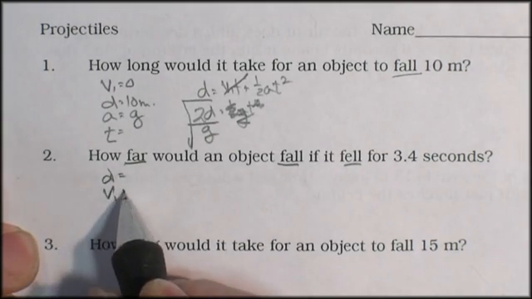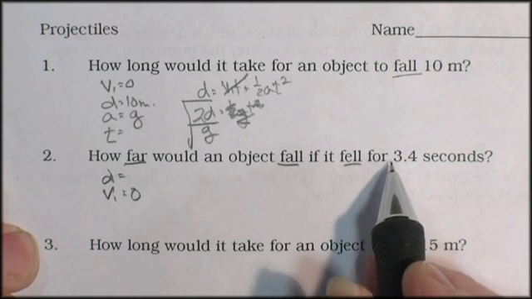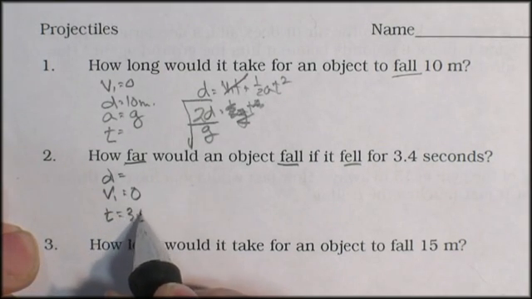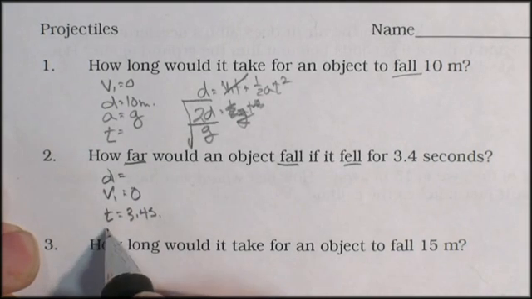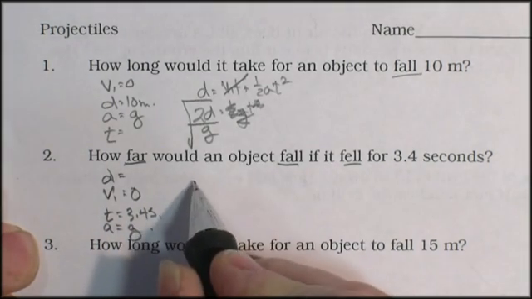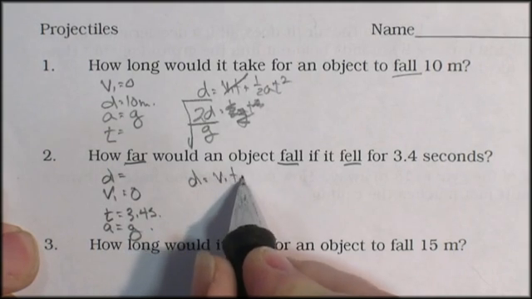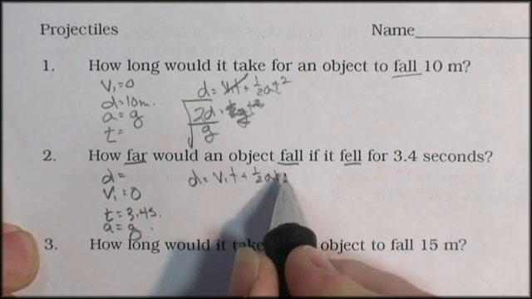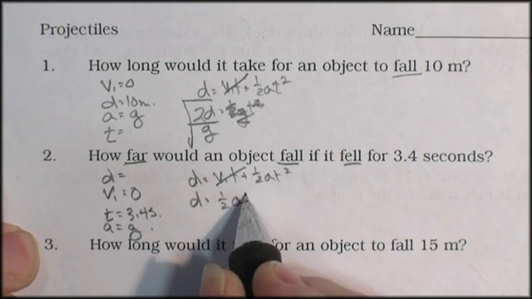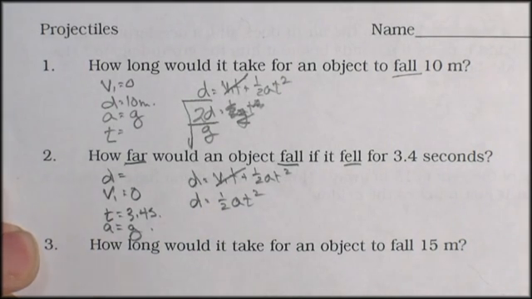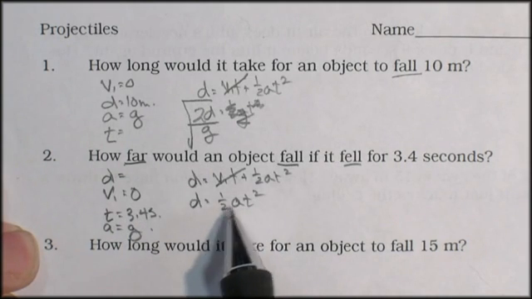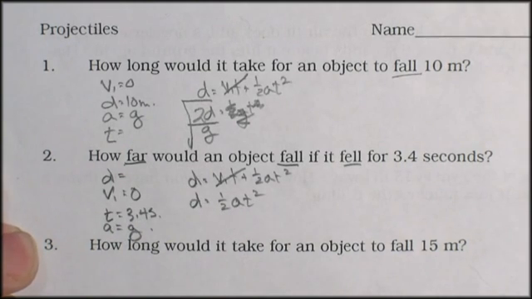The next question, how far, so we're looking for distance, when an object fell, so velocity initial is 0, and time is 3.4 seconds. And it's falling, so acceleration is g. Well, that's our equation. Distance equals VIT plus 1/2 AT squared. Velocity initial is 0, so distance is equal to 1/2 AT squared. And all you have to do is make sure you square time, 3.4 seconds, multiply it by g, and don't forget to take half of it to get the correct answer.